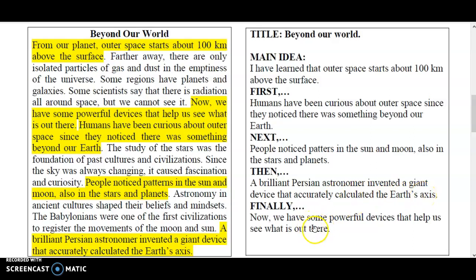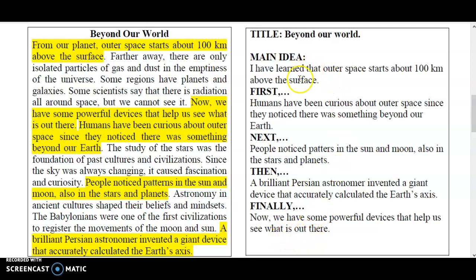So, finally, for me, this is the last sentence because it's a great invention of the powerful devices that now we have. The telescope, for example. So, the last sentence is, now we have some powerful devices that help us see what is out there.